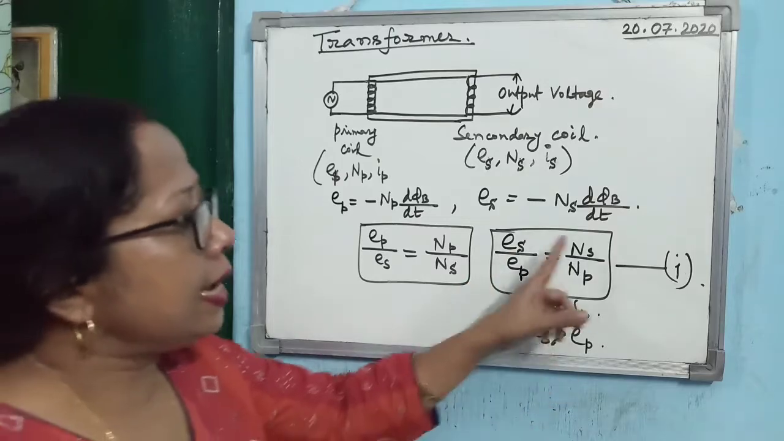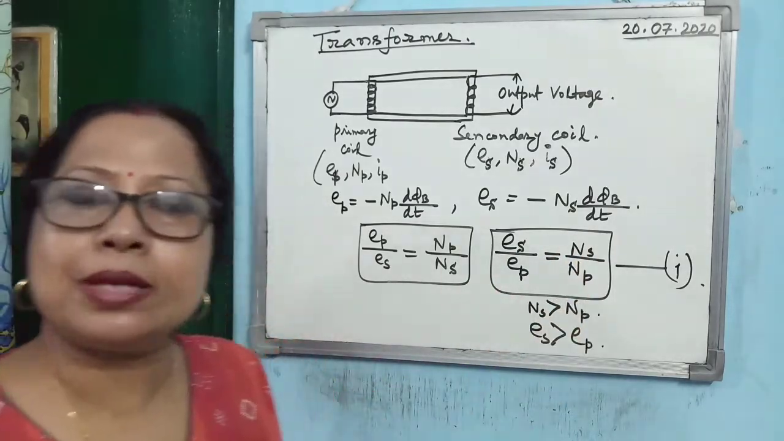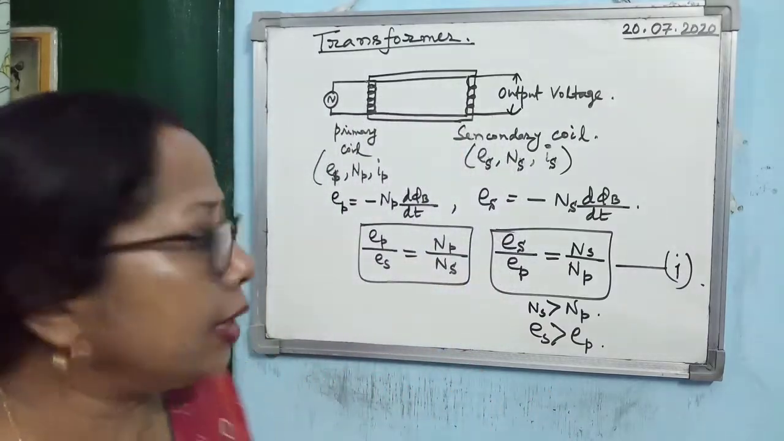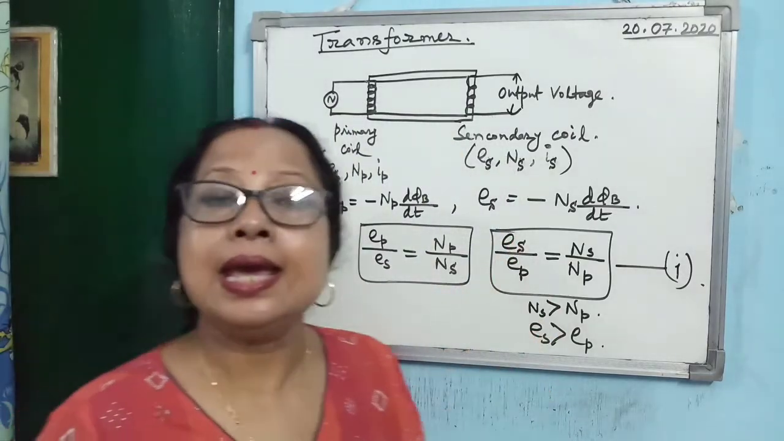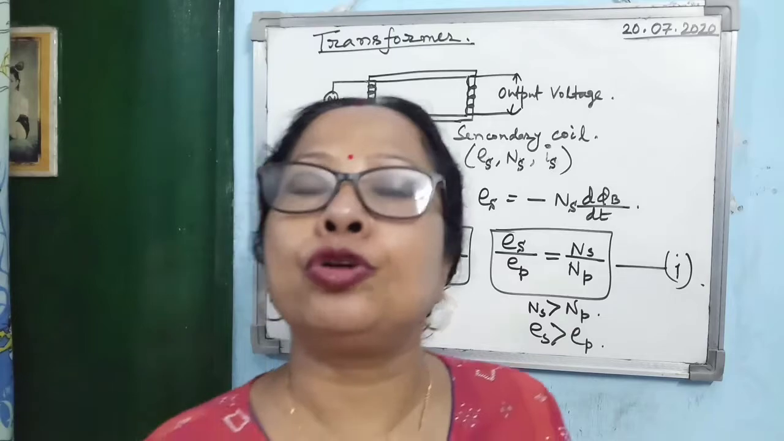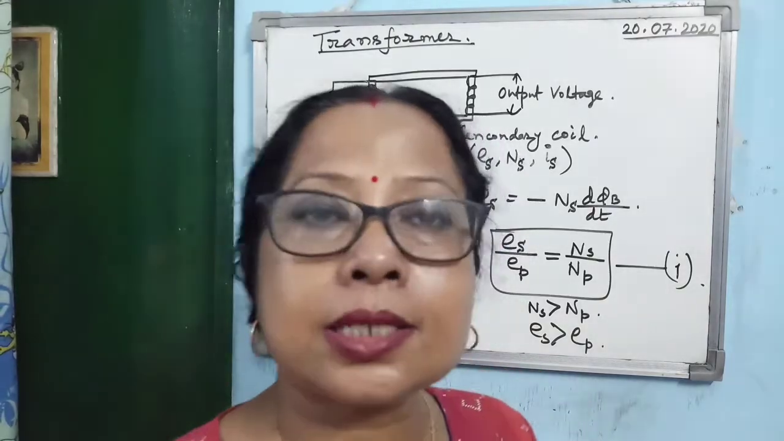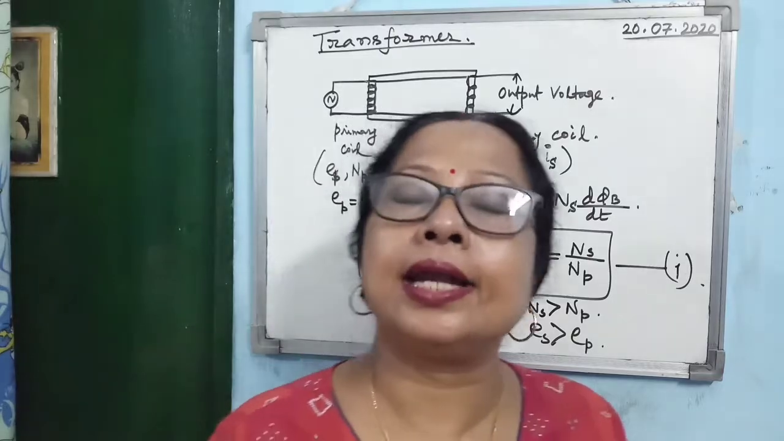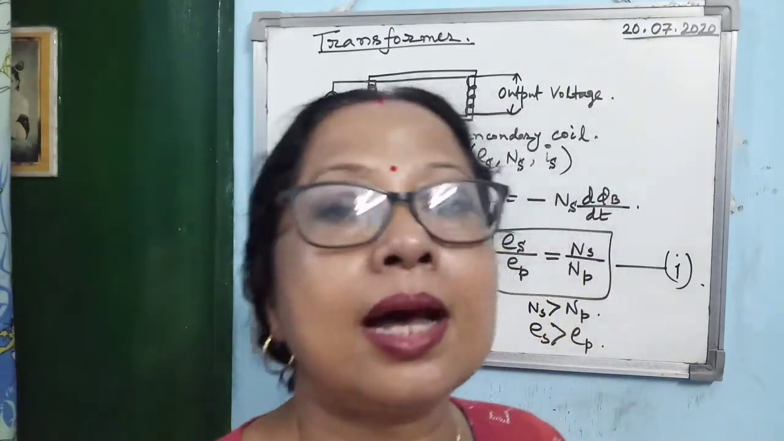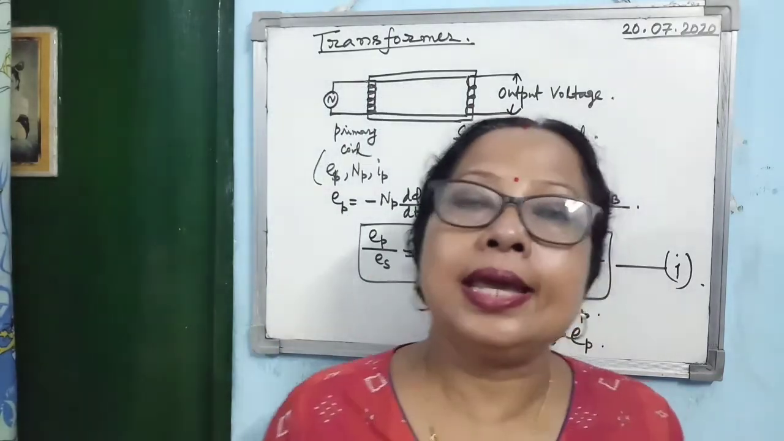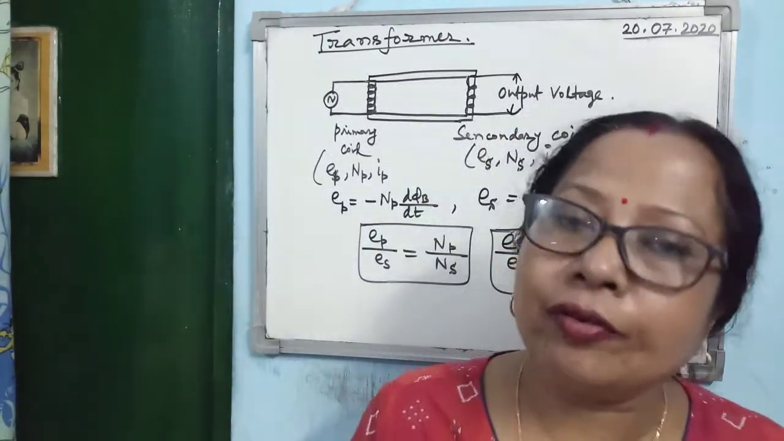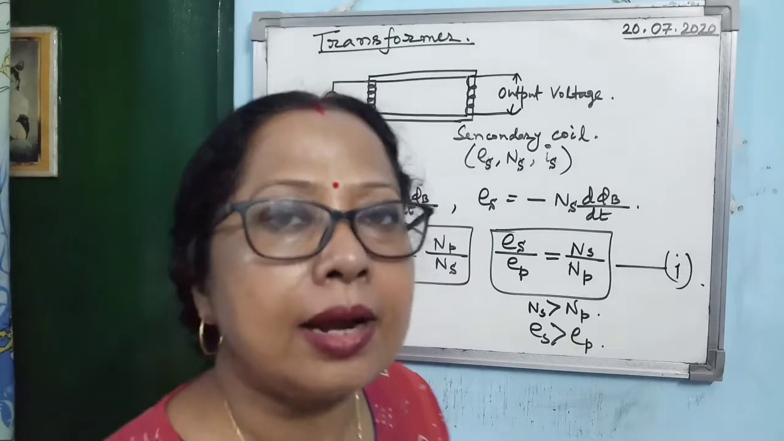Next, if NS is less than NP, meaning the number of turns in the secondary is less than the number of turns in the primary, then what will happen? ES will be less than EP, meaning the output will be less than the input. So in this case you are decreasing the voltage, and that kind of transformer is known as a step down transformer. In all the other substations, leaving the grid substation, generally step down transformers are used.